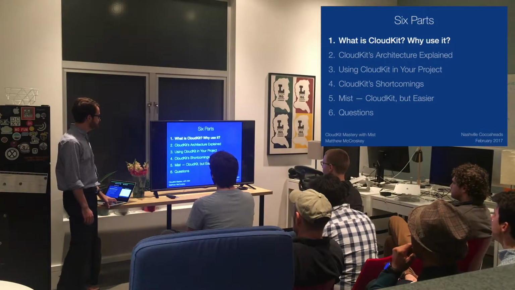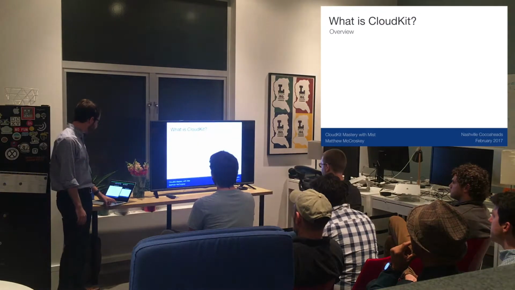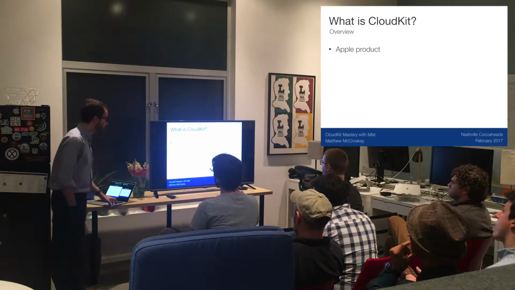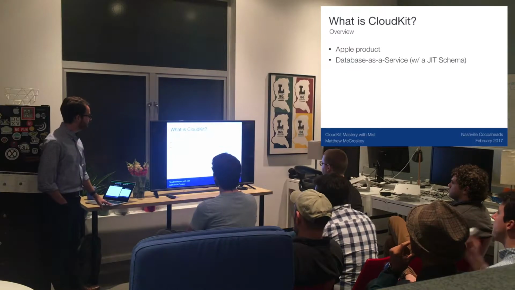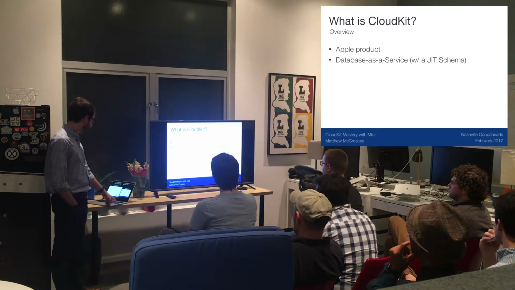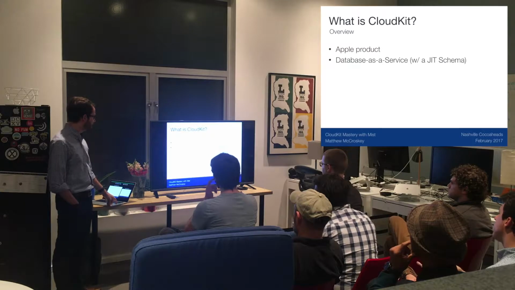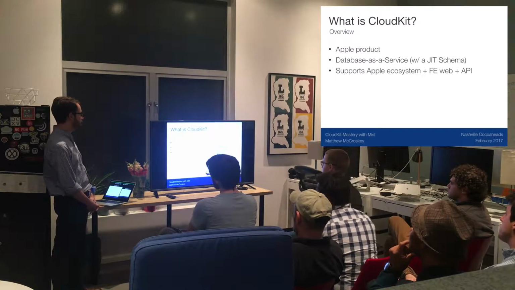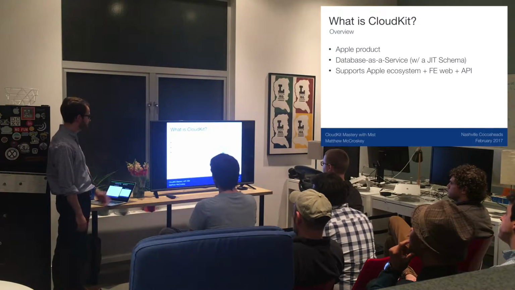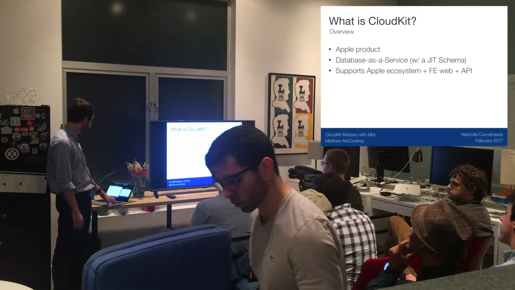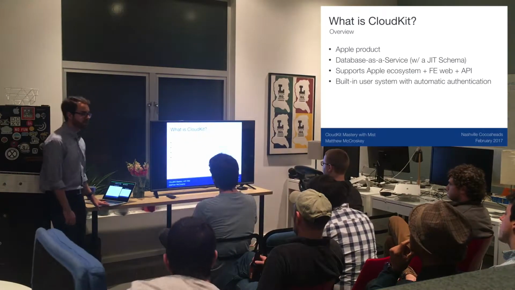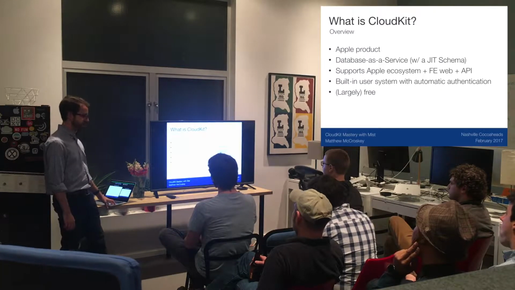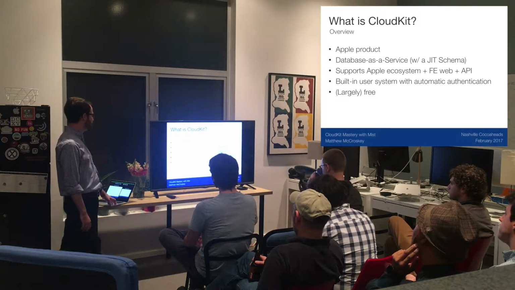So we'll start with what is CloudKit and why would you want to use it? I'll talk about each of these points more in just a second. But first of all, it is an Apple product, so to speak. It's a database as a service with a just-in-time schema. I'll tell you what that means in a second if you don't know. It supports the Apple ecosystem of products, as well as front-end web, and has a REST API to access certain parts of the data. It has a built-in user system with automatic authentication. It is largely free. So we'll go through each of those points in more detail.